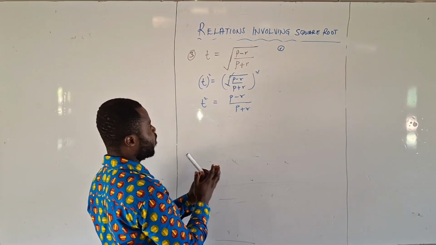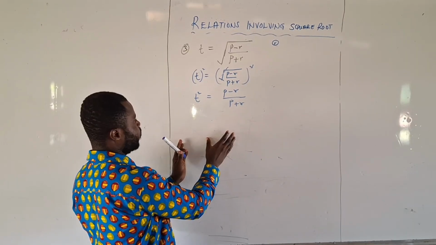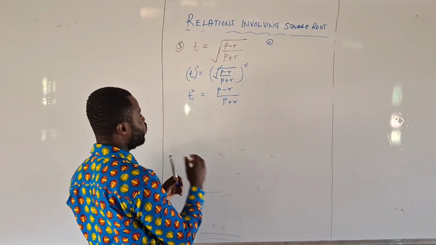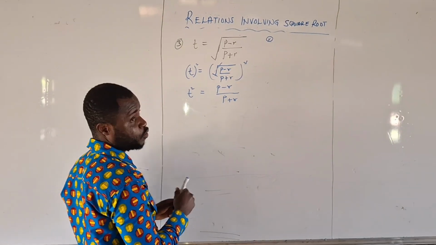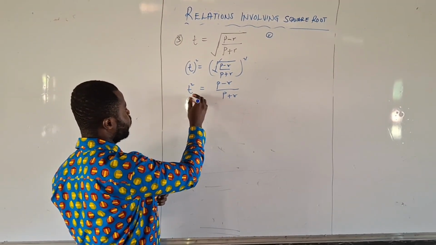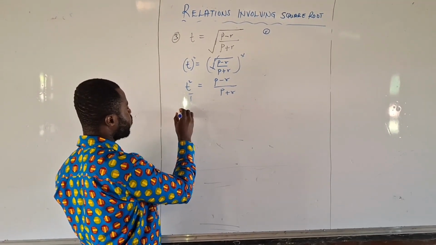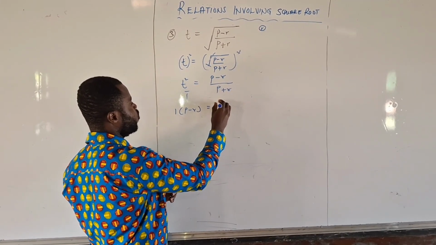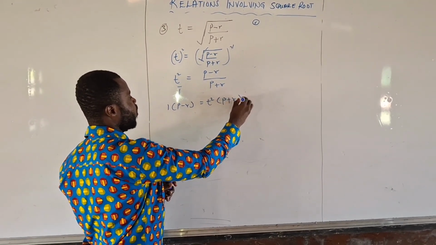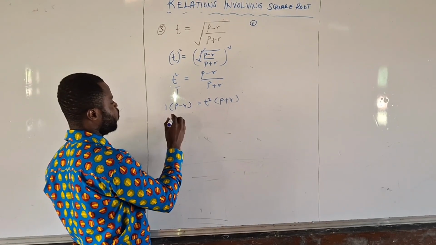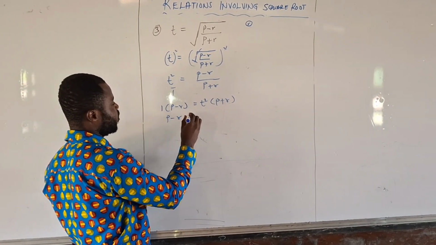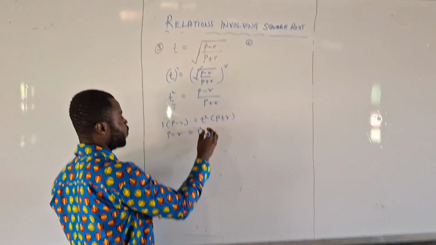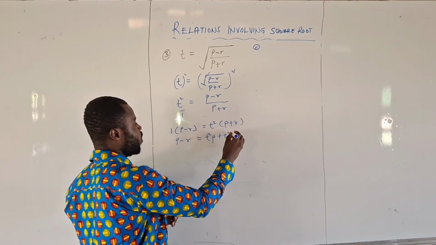Now because we are making R the subject, we can cross multiply, or multiply both sides by the LCM, which is P plus R. And I believe cross multiplying will be easier. Now we have 1 times P minus R is equal to T squared times P plus R. Now this one will give you the same expression, it still gives you 1 P minus R. This one will give us T squared P plus T squared R.